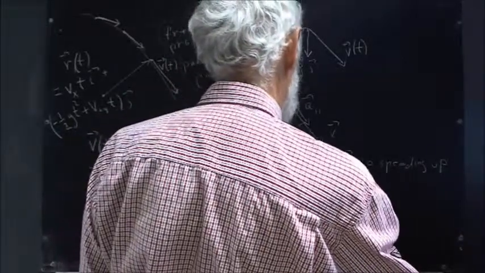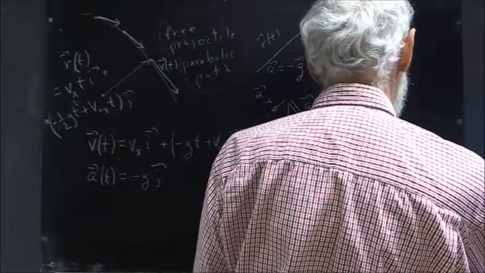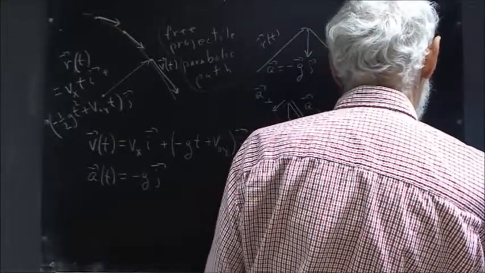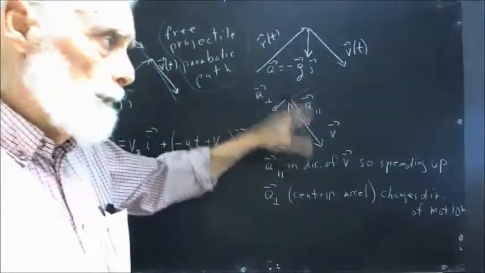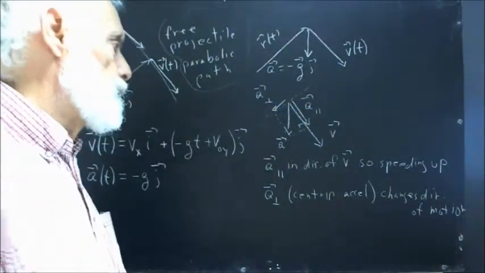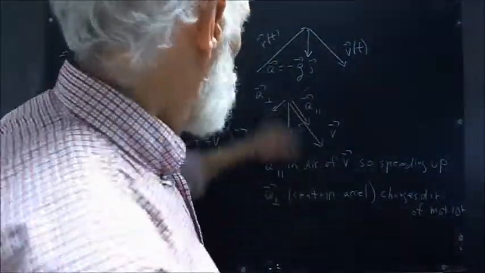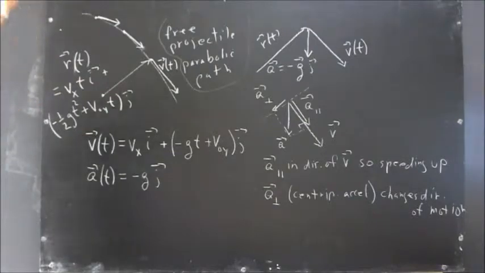That's our centripetal acceleration. It changes the direction of motion. That's the only effect it has. It doesn't speed the object up or slow it down. It simply changes its direction of motion. So from this picture, we can verify that the particle is speeding up. And that's going to be the case anywhere on this curve, the curve as I've drawn it.